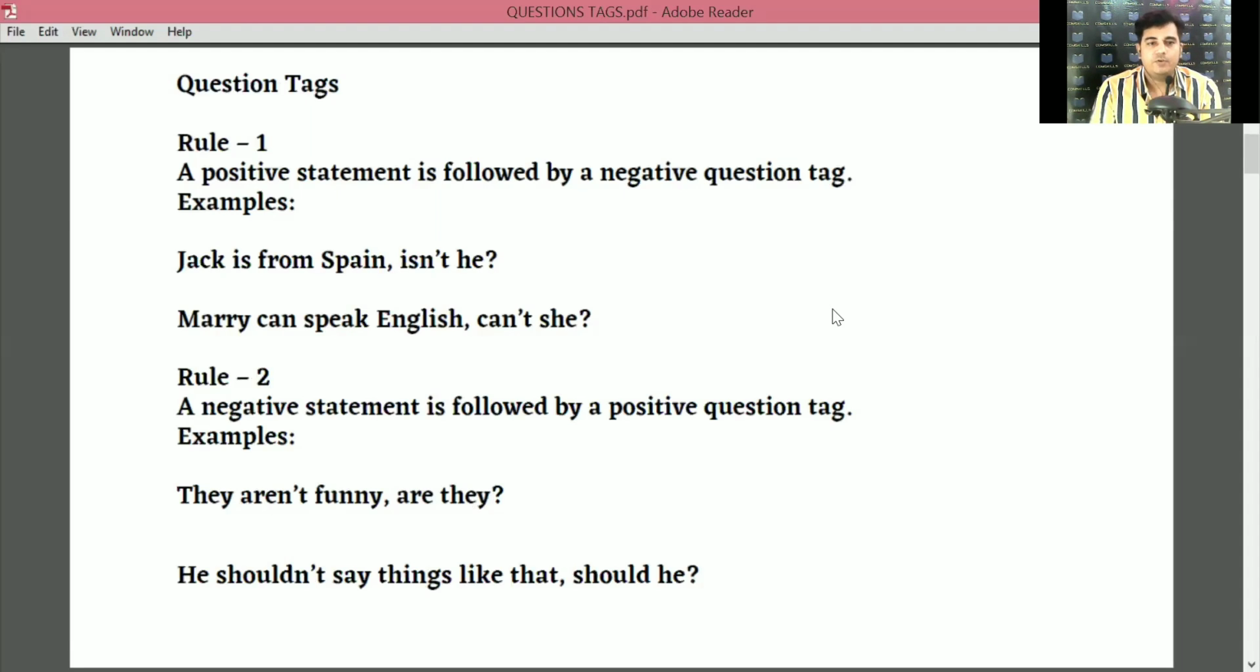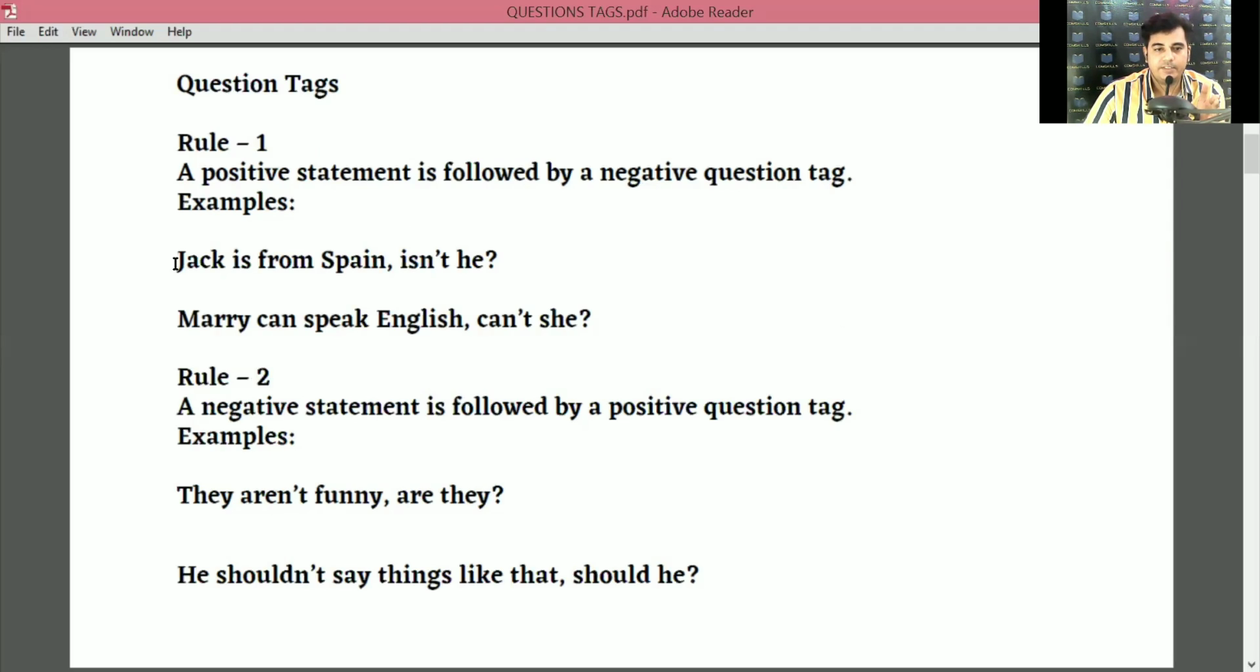So now we are moving to the rules. The first rule: a positive statement is followed by a negative question tag. So when we have a positive sentence, which means we don't have any kind of negative in the sentence, that is followed by a negative question tag. When we have a positive first sentence, then the question tag would be negative.